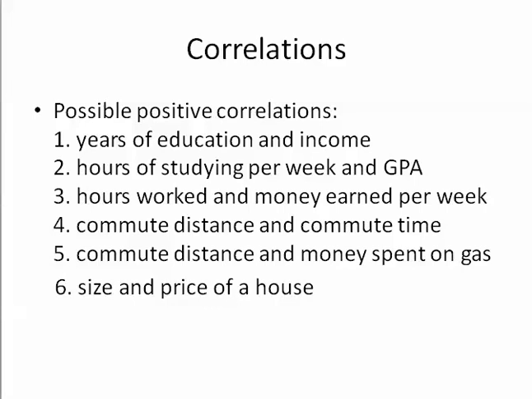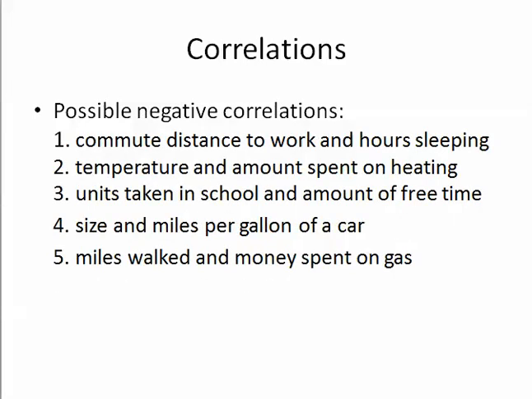Now let's go over some examples of negative correlations. These are some examples of possible negative correlations. People who have longer commute distances probably get less sleep on average. So this would also be a negative correlation. People who live in hotter areas typically spend less money on heating. So this is a negative correlation. It's probably true that people who take more units in school have less free time per week on average. So this is also a negative correlation.